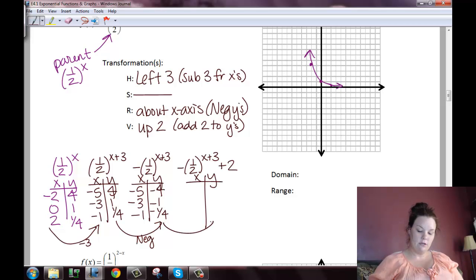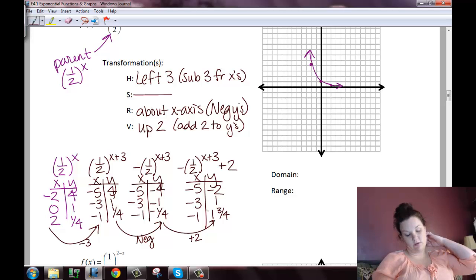Move it up 2. I take my y's from the previous table and add 2 to them. So negative 4 plus 2 is negative 2. Negative 1 plus 2 is 1. Negative 1/4 plus 2 is positive 1 and 3/4. And my x's stay the same.